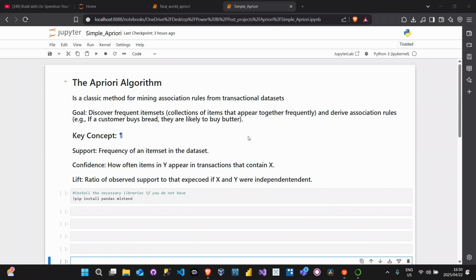The a priori algorithm is a classic method for mining association rules from a transactional data set. In this scenario, we're going to implement a small data set from which we will do our analysis. Our end goal is to discover the frequent item sets, or collections of items that appear together frequently, and derive association rules based on that.